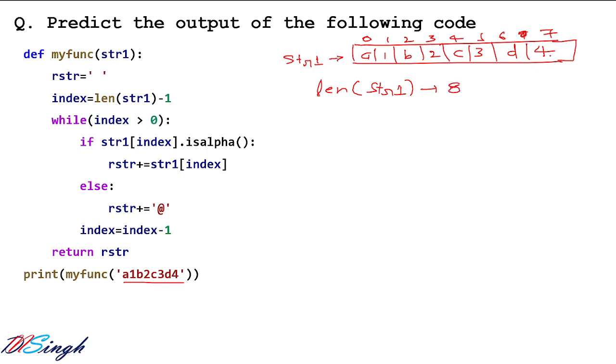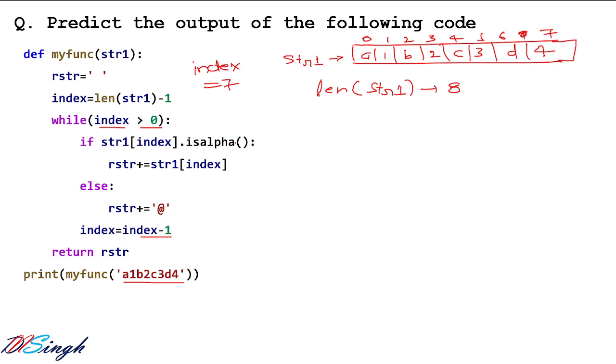Because there are 8 elements in it. What is the index value? Index value will be 8 minus 1, that is 7. So the index variable will hold 7. Then they are comparing, if index is greater than 0, what do you do? Check str of index, which will start from 7 and keep on decrementing until it is greater than 0. So what is at index 7? At index 7 we have 4.